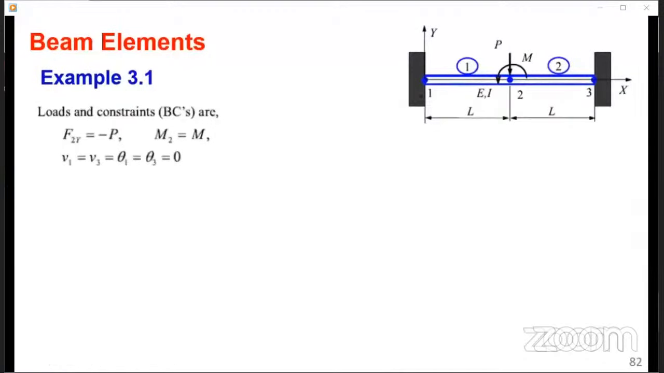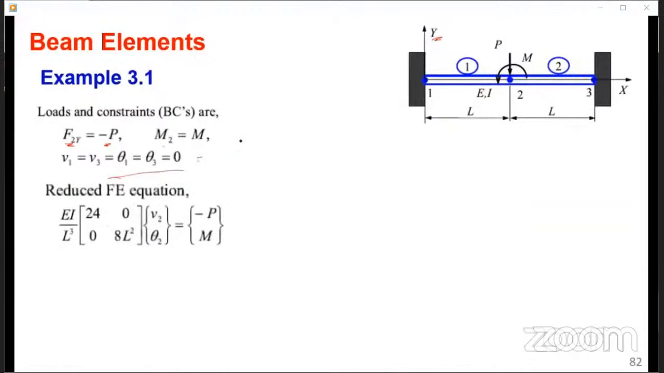Of course, we are given the quantities M2 is equal to M, and it's positive. Look at the sign convention. Remember the sign convention? Positive counterclockwise. If the vertical axis is this, the load is applied downward, of course. So this will be negative. So the load F2Y, the force at node 2, is negative P. The moment is positive, and then we have this as zero. So we have our reduced equation like that.